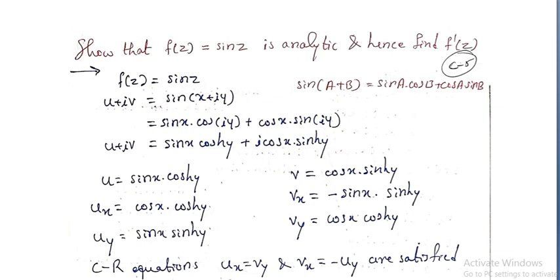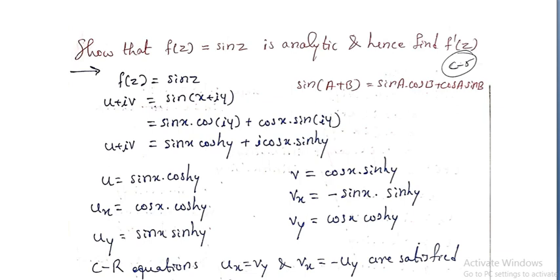Then sin(x plus iy) is in sin(a plus b) form, sin a cos b plus cos a sin b. So sin(x plus iy) becomes sin x cos iy plus cos x sin iy, and apply the rule for cos iy and sin iy, so cos iy is cos hyperbolic y, sin iy is i sin hyperbolic y. So real part is u equal to sin x cos hyperbolic y, imaginary part is v equal to cos x sin hyperbolic y. Then differentiate u and v with respect to x and y partially.